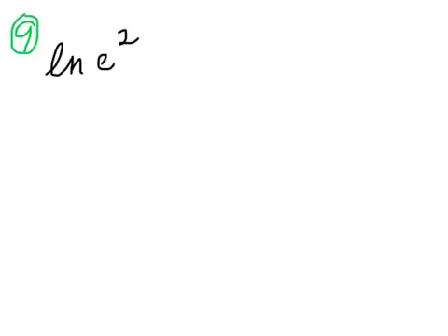When you see a problem like this, the ln and the e undo each other, so it's almost like they cancel out. This is just going to be 2. It's like saying log base e of e squared. Remember when these two numbers were the same back when we talked about logs? They basically cancel out and you just get 2 as your answer.